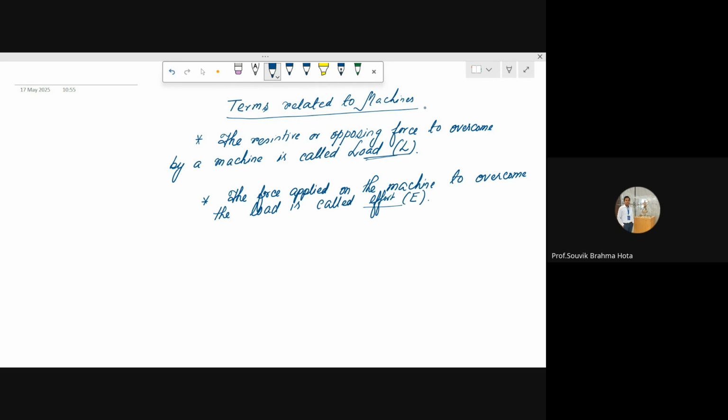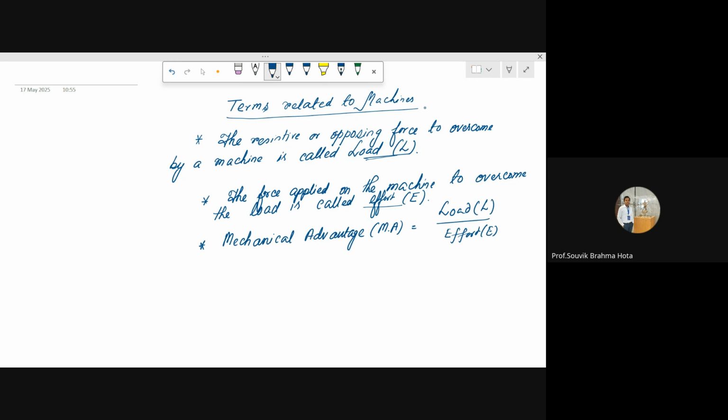So effort is applied by us on the machine, and the load is what the machine is basically overcoming, the opposing force. And here comes a very important terminology. It is known as mechanical advantage, which is denoted by MA. It is equal to load by effort. Load, that is output, by effort, which is input. Load by effort is actually your mechanical advantage.